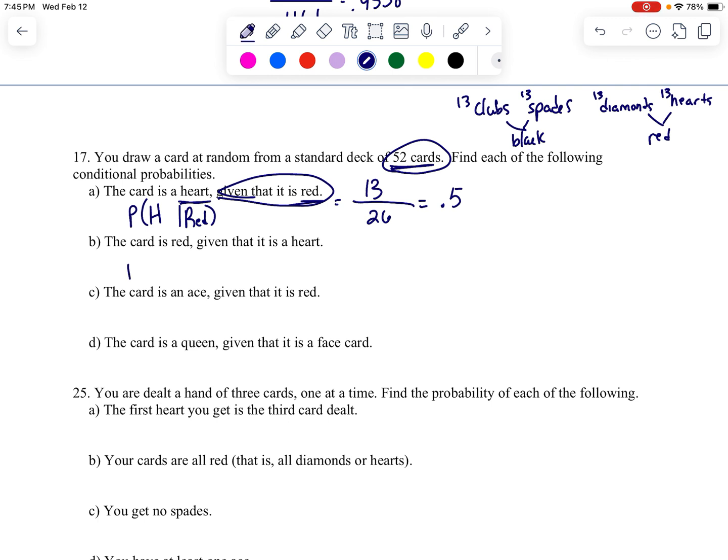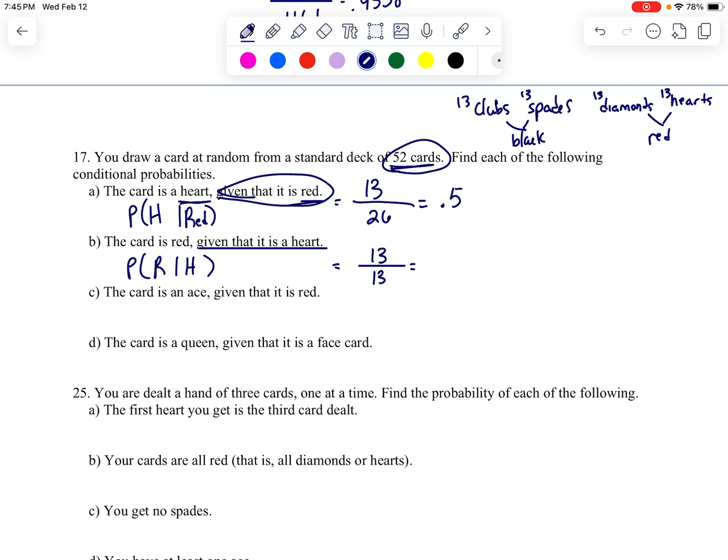We're going to flip that around. The card is red, given that it's a heart. So again, given that it's a heart is the condition. The condition is it is a heart. What's the likelihood that it's red? Now let's think about this logically. I have a heart in my hand. What is the likelihood that it is red? Well, it's a 100% chance, but here we go. Out of the hearts, okay, again, there are 13 hearts. So that's the only one I'm worried about, 13 hearts.